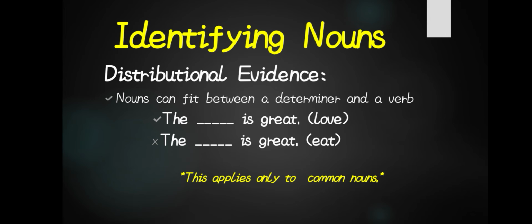Nouns can be preceded or used with determiners. For example, the blank is great. We can say, the love is great. It's not wrong. It just means that love is a noun. We used the determiner the with it, and it wasn't wrong. So it's a noun. Next, the word it.